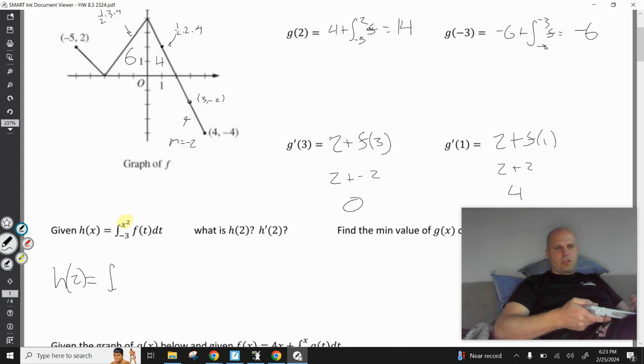H of 2 would be the accumulation from negative 3 to 4 of F. Did I find that? Nope. Negative 3 to 1, 2, 3, 4. So this is 2, negative 4. That's negative 4. So that's going to be 6 because I add 6, add 4, subtract 4.